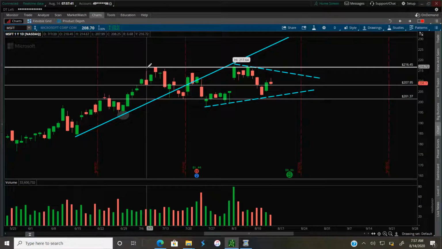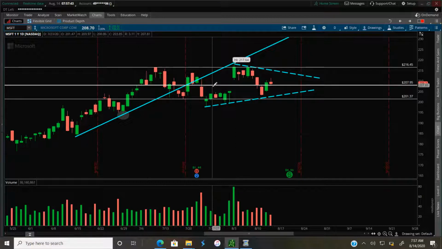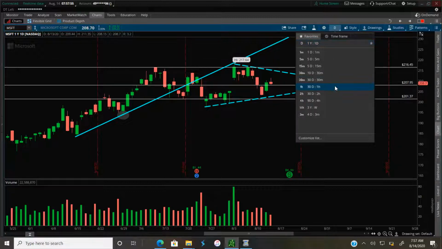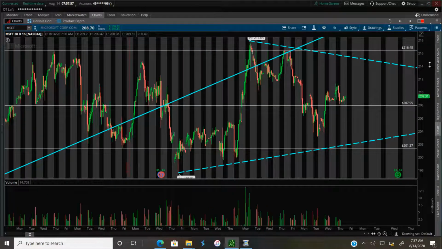Notice how each one that I chose has been tested more than once. Look at it. 1, 2, 3. Look at here. How many times has it been tested? And then here. The more a level is tested, the stronger it is. Now we're going to go into the intraday. And this is how it looks.